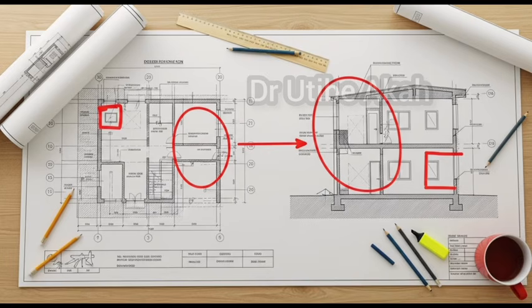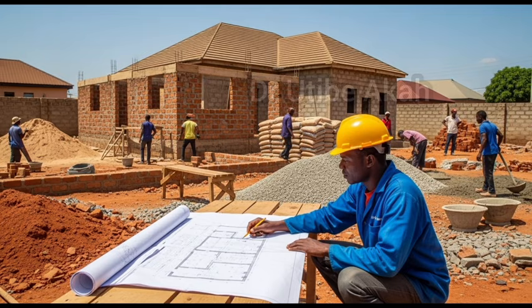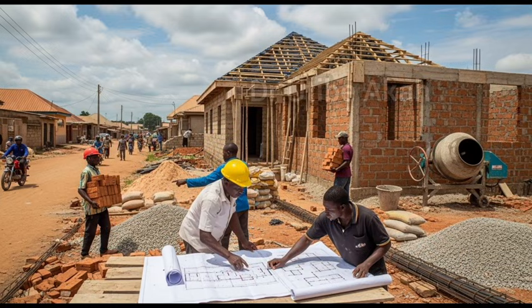If you delete a window in an elevation, it is automatically deleted in the floor plan and the door-window schedule. This solves the uncoordinated drawing nightmare that has plagued Nigerian architects for decades, where the plan says one thing and the section says another.